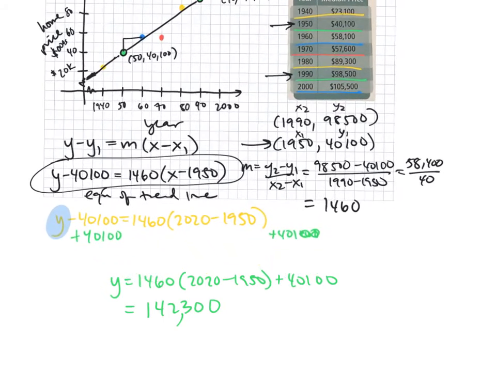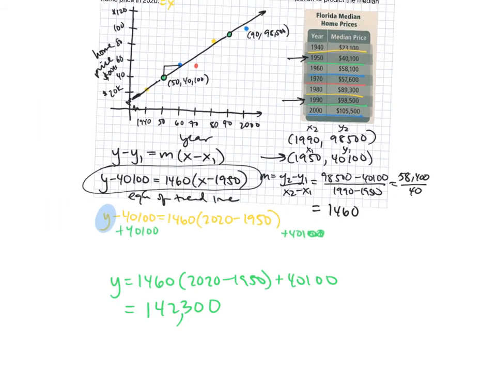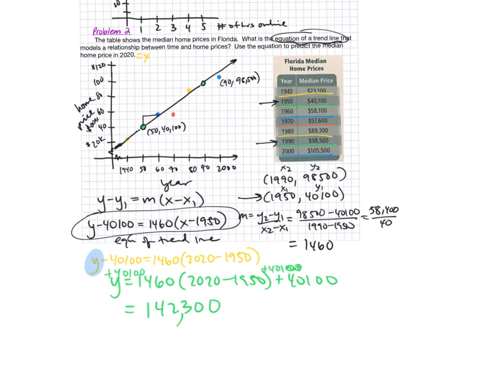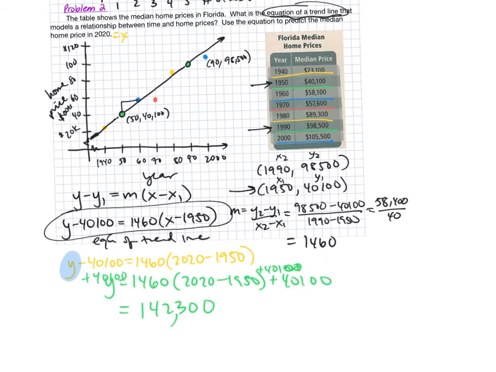Where's this in Florida? I guess in Florida. I don't think that's probably true now. It's probably a lot higher than that. So maybe that's not true, but back then maybe that's what it was, or that's what they predicted it to be. It's probably gone up a lot more than that. But that's how you do this, and that's the answer to this question. It says use the equation to predict the home price in 2020, and this would be your answer if you use this line.